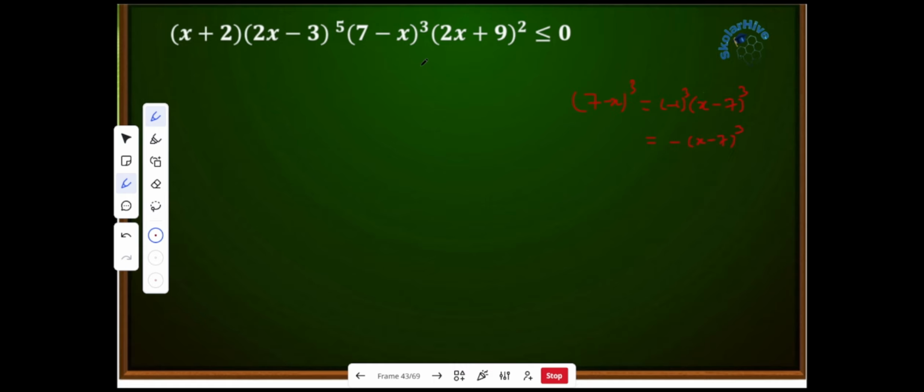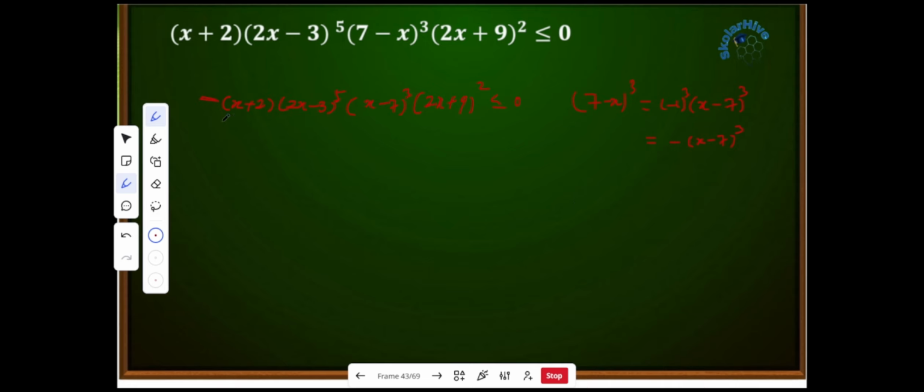So this whole expression will become nothing but negative (x plus 2) and (2x minus 3) to the whole power 5, and this will become (x minus 7) to the power 3. This minus I have taken over here because multiplication of all numbers means that the negative sign will come over here. Then this will become (2x plus 9) to the whole power 2 less than or equal to 0. So as this expression is negative, if you do not change this to positive, then the curve will start from below the line.